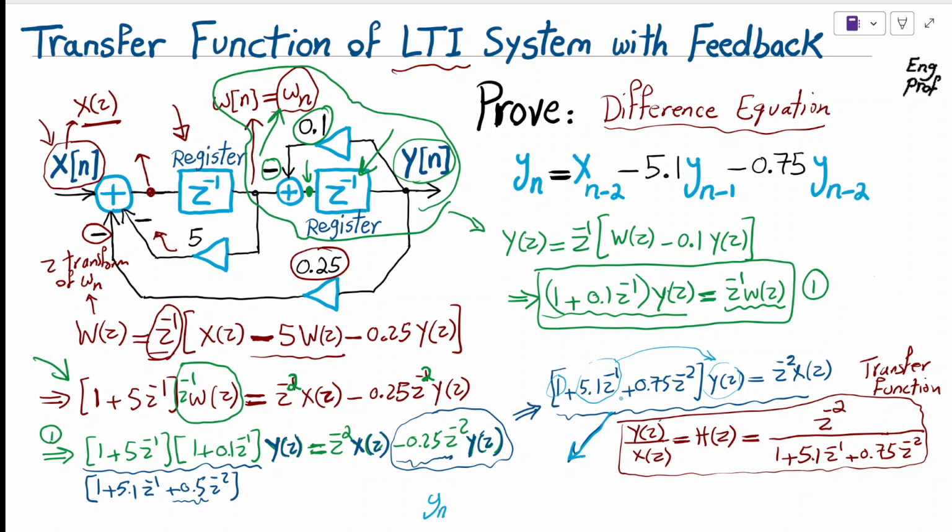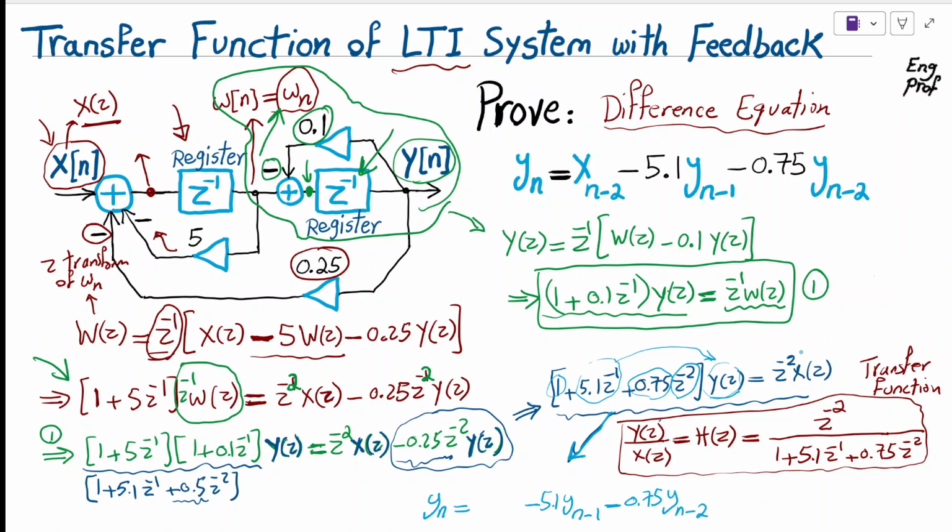Every time you multiply z minus 1 by a z-domain function, it's delayed by one sample. So it becomes plus 0.1 y[n minus 1]. I'm going to move it to the other side, so negative 0.1 y[n minus 1]. 0.75 z minus 2 Y(z), for the same reason, becomes 0.75 y[n minus 2] when you do this inverse z transform. Moving to the other side, we have to negate it, so it becomes negative 0.75 y[n minus 2].